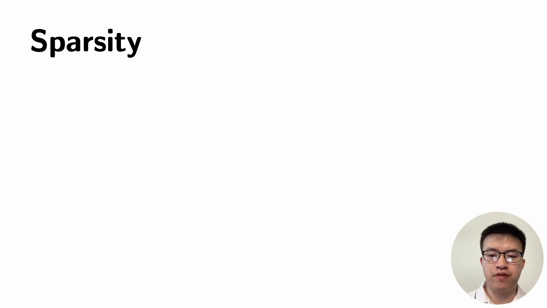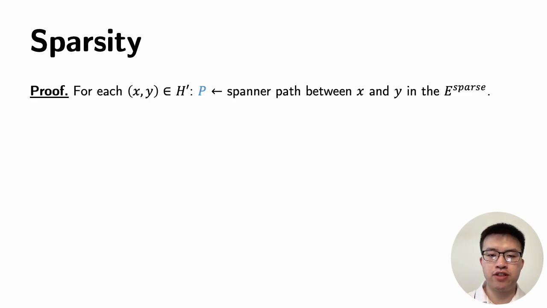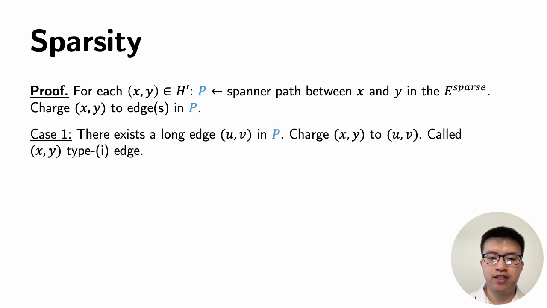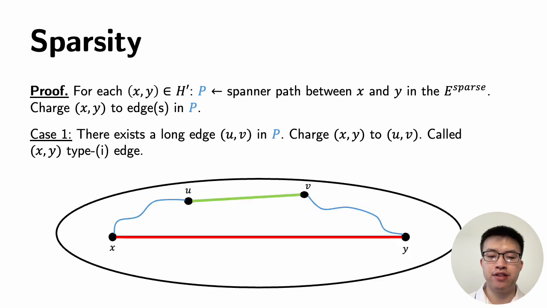Now we move to the proof. For each edge XY in H prime, let P be the spanner path between X and Y in the optimal spanner. And we're going to charge XY to some edges in P. The first case is there's a long edge UV in P. In this case, we charge XY to UV and we call XY a type 1 edge. Here in this example, UV is a long edge. Here by long, I mean the length of UV is comparable to the length of XY.